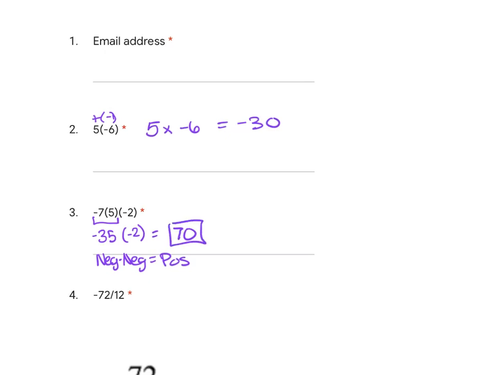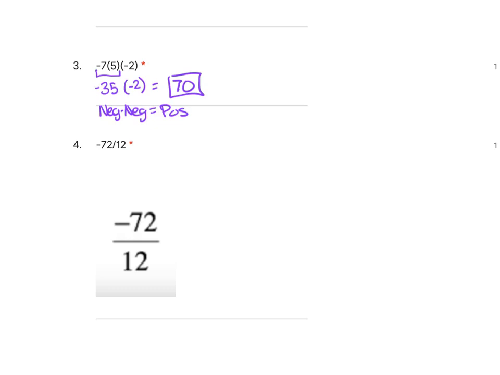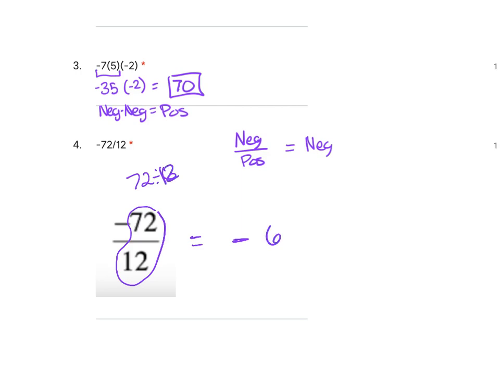This next one is negative 72 divided by 12. So let's determine if it's positive or negative. I have a negative divided by a positive. Well, that would give me a negative answer. So my answer is going to be negative. Now, what is 72 divided by 12? That would be 6. So my answer would be negative 6.